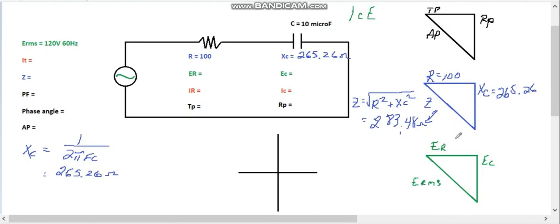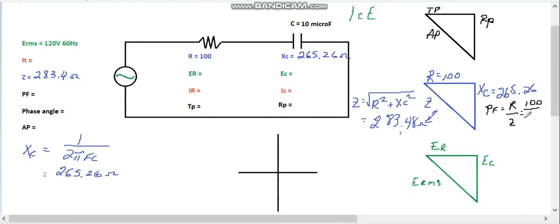So now that we have Z, we can also find our power factor and our phase angle. We can find our power factor and our phase angle here. So I'll put it over here. I could say my power factor is going to be equal to R over Z.